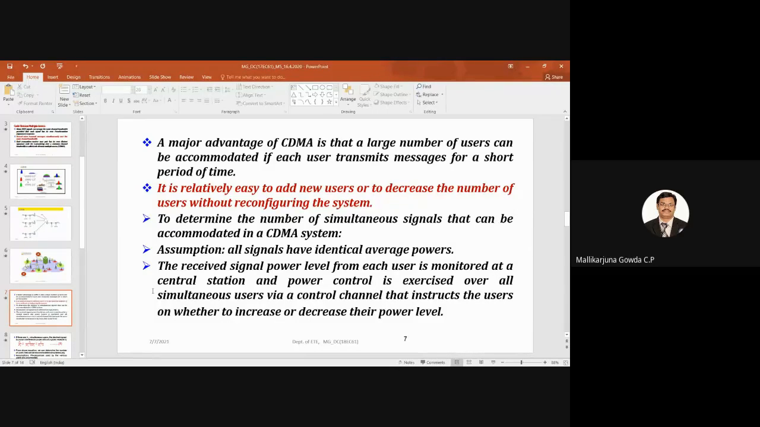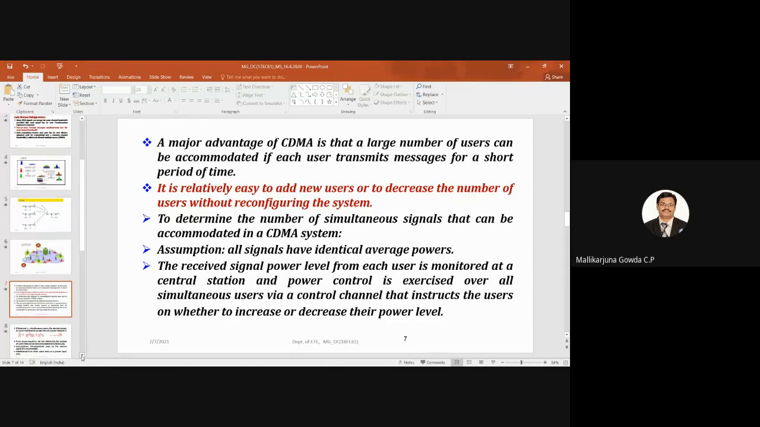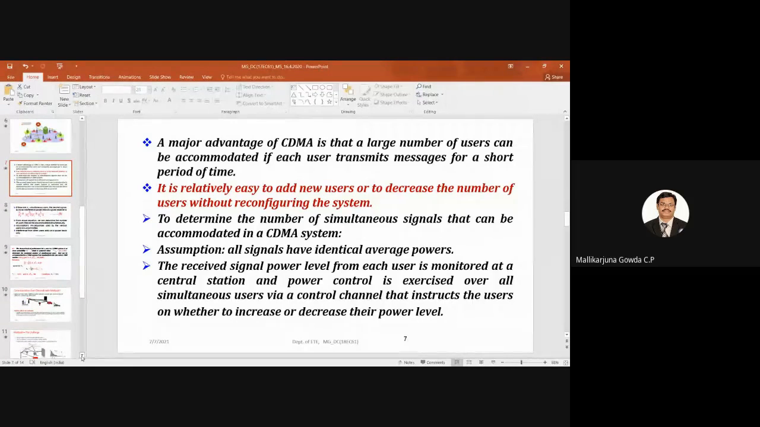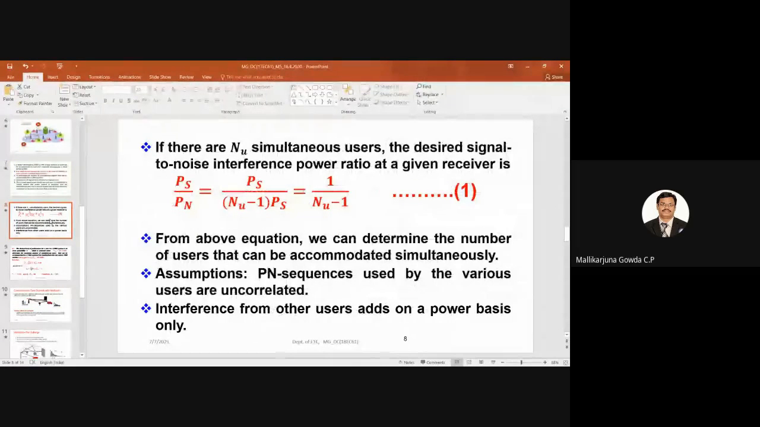So with this assumption, I hope you are able to get who has control over the transmission power of each user, and how it can be increased or decreased. That will be done by using the control channel. With that understanding, let me show how we calculate this. Let N_u denote the number of simultaneous users.